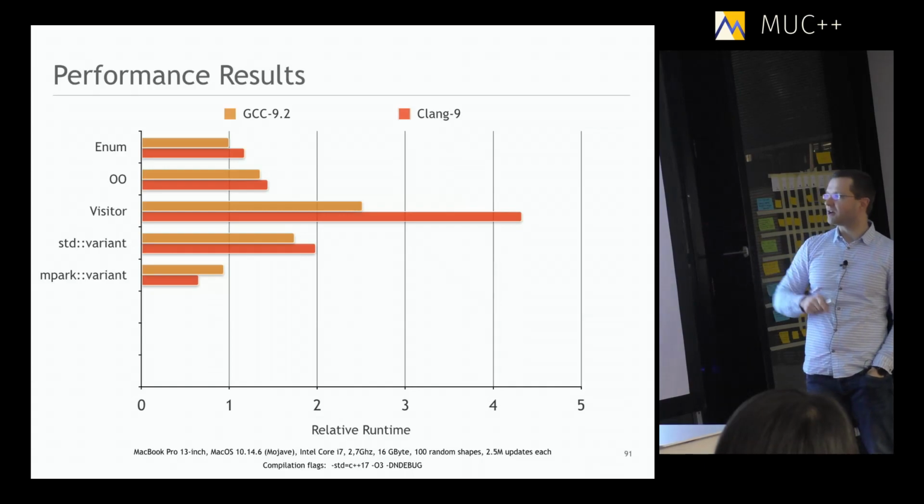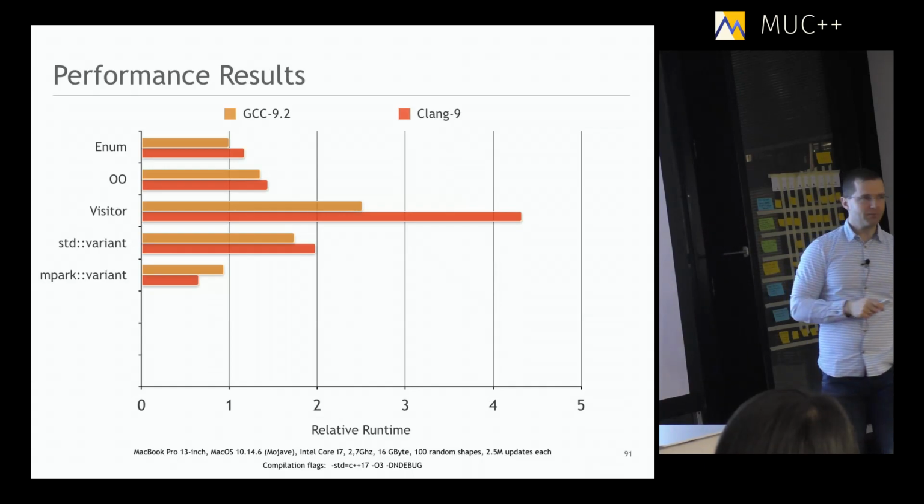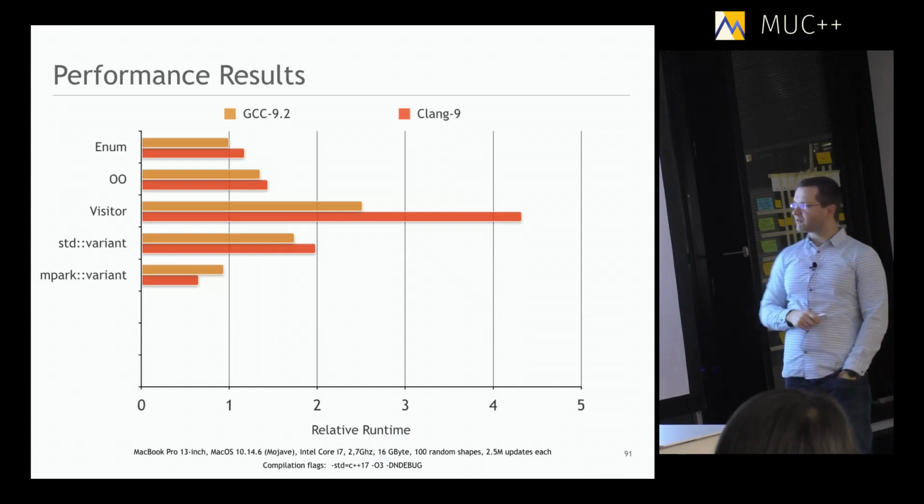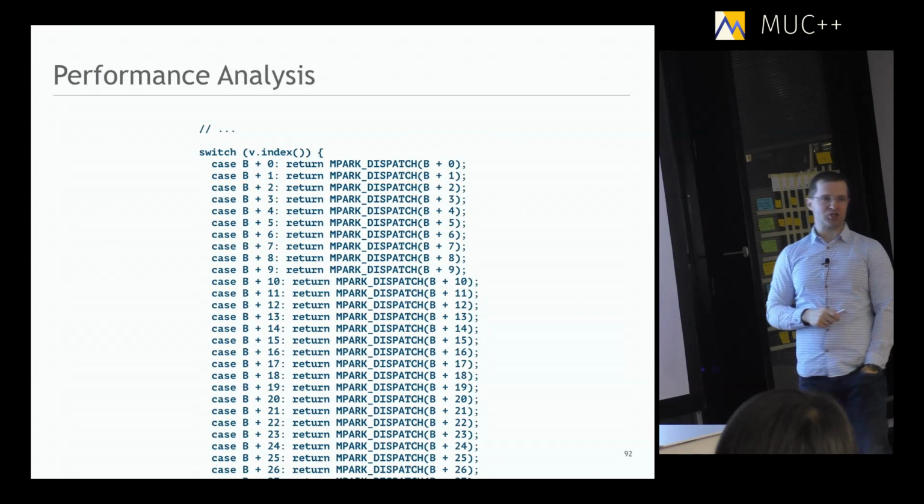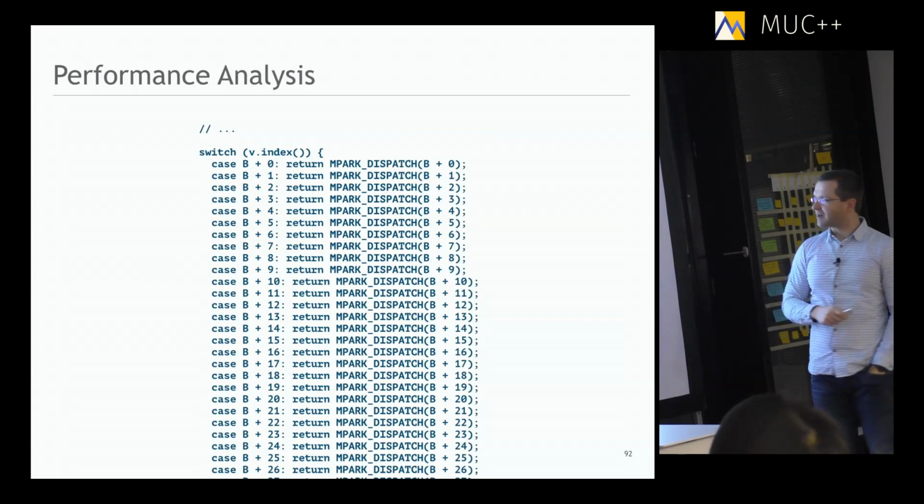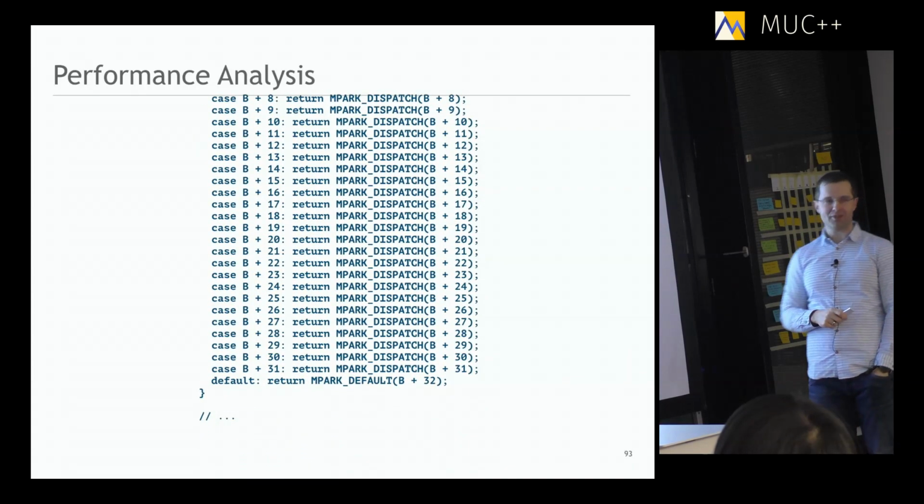So mpark variant apparently works better. But why? Okay, Michael cheats a little bit. I have to admit, he does a switch instead of a function pointer. And okay, he is limited to 32 cases.